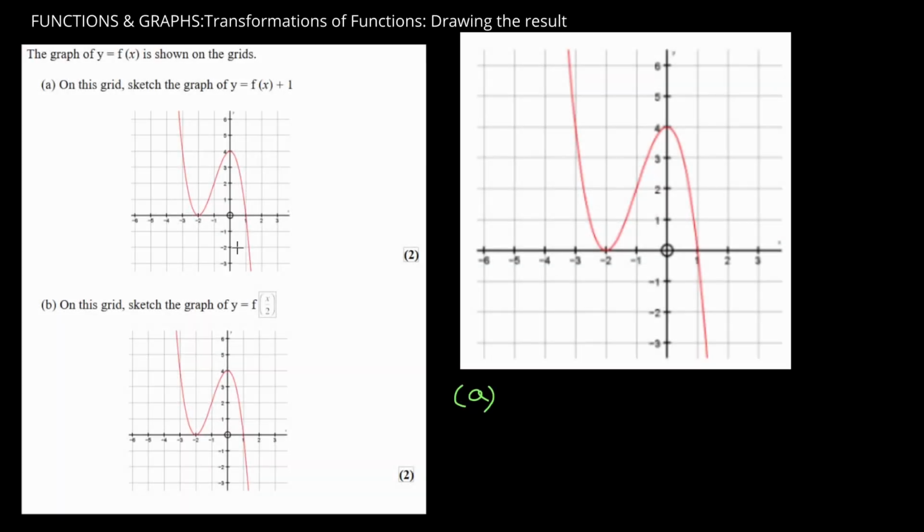Let's have a look at part A. This is looking very much like a cubic, but in a way that's irrelevant to the question in hand. We've been asked to sketch f(x), which is the red line, plus 1. Well, with these transformations, if the alteration is not affecting the x directly, in other words, x over 2 or 2x or x plus 1 within that bracket, this will be a vertical transformation of some kind. And vertical transformations tend to be more intuitive and easier to understand.